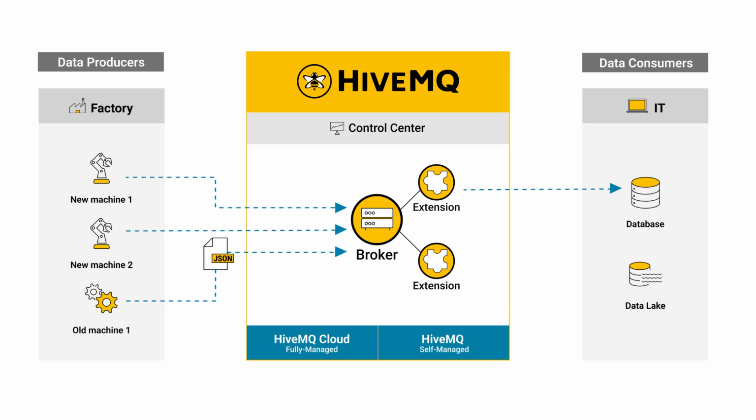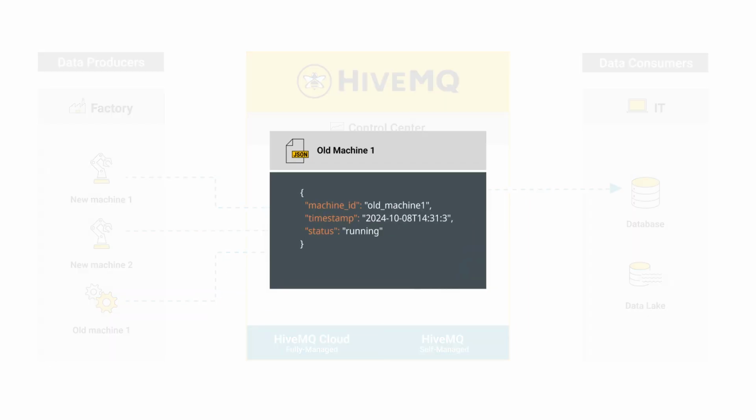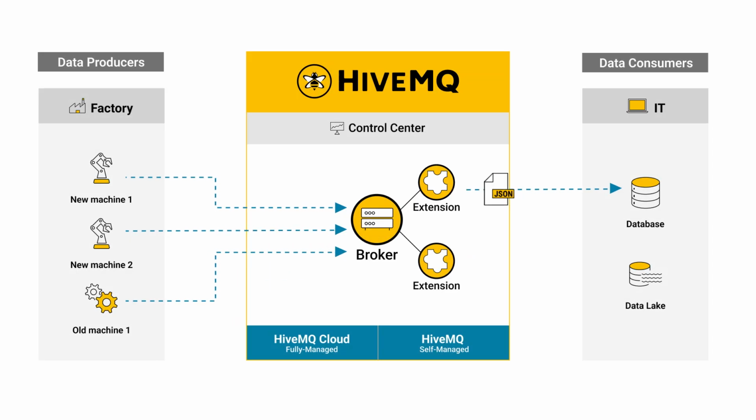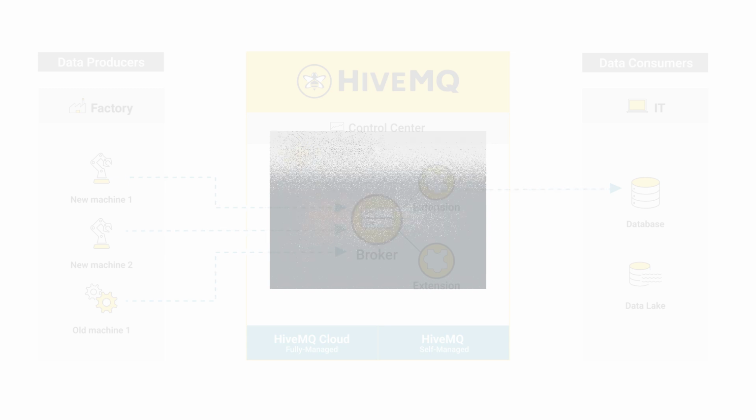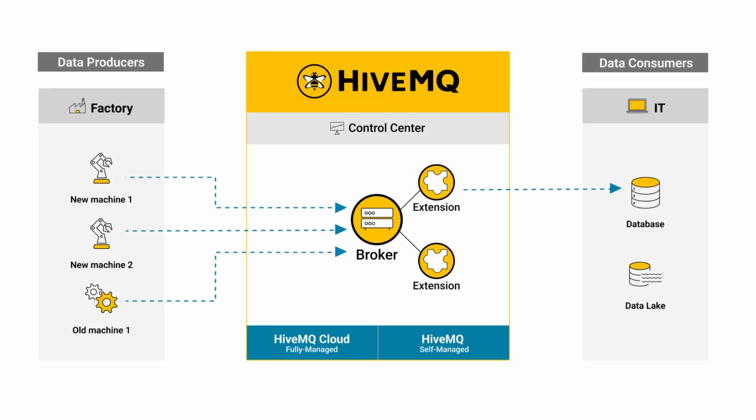The old machine is an exception. It also sends values for machine ID, timestamp, and status, but 2 key metrics are missing: temperature and pressure. The broker still forwards the data, but with 2 essential key metrics missing, the data becomes invalid for the database. It is rejected and dropped, and the database will not process any data from old machine 1.